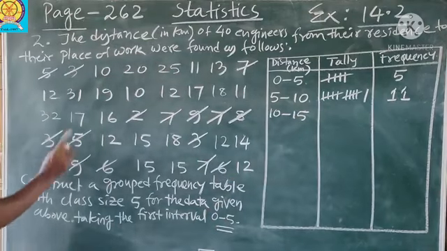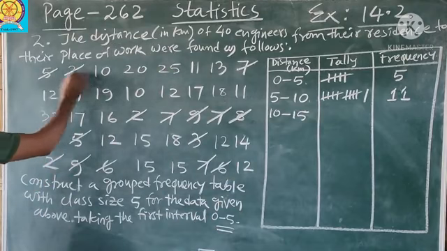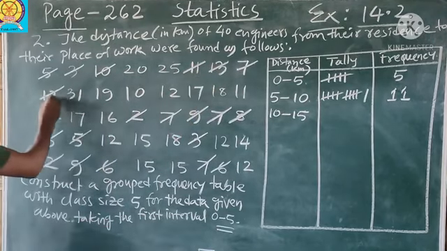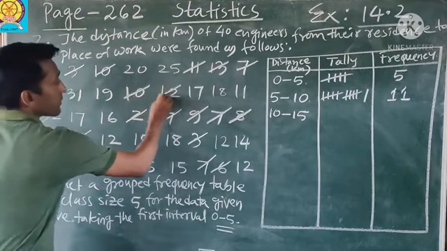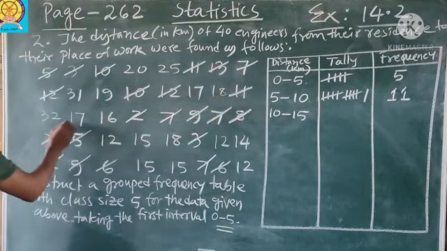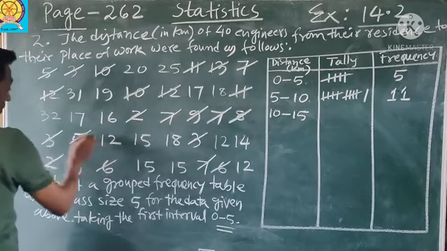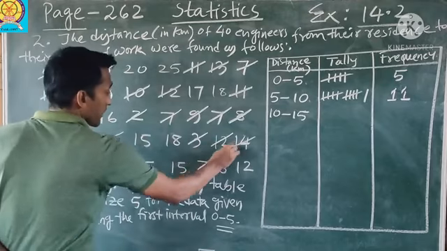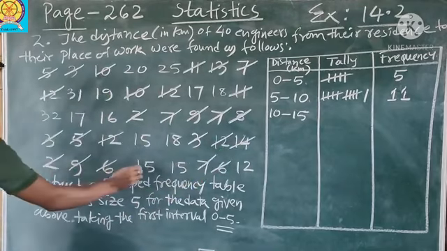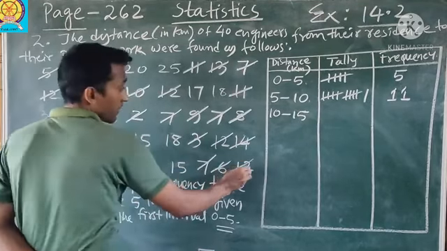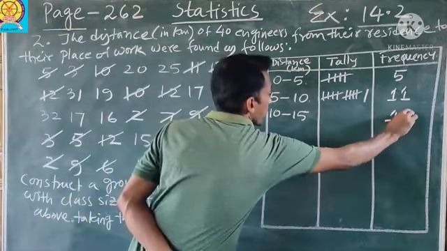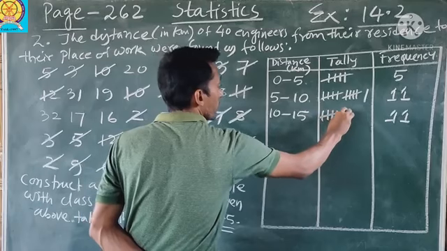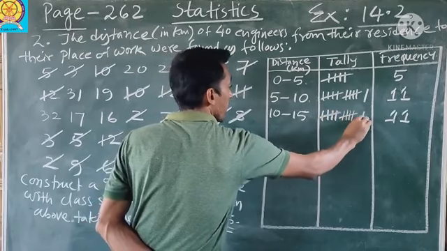Next, 10 to 15. 15 is not included, up to 14. 1, 2, 3, 4, 5, 6, 7, 8, 9, 10, 11. First you write frequency 11, then you write tally: 1, 2, 3, 4, 5, 6, 7, 8, 9, 10, 11.